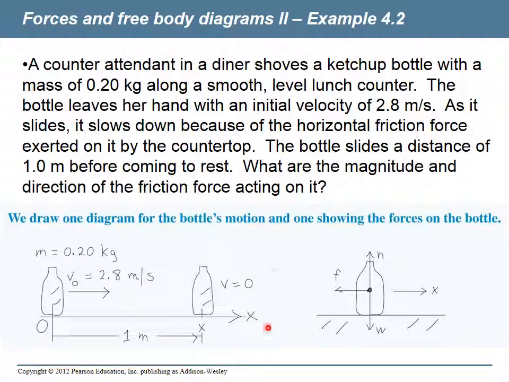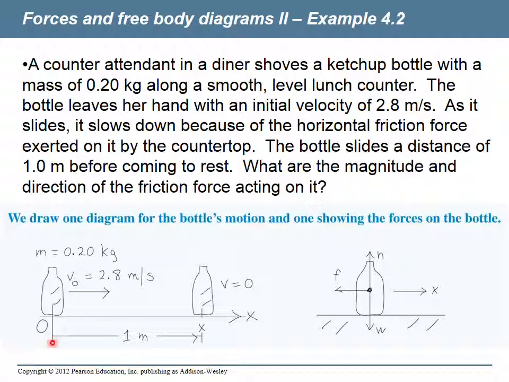Another picture that we need is, we have a couple different conditions. We have a starting condition of the initial velocity, and we have a finish condition, and we have a distance that it went. So we need to draw another picture to say what's going on here. So it starts off at some starting point 0, and the attendant pushes it, right? And it starts off with an initial velocity of 2.8 meters per second. v naught equals 2.8 meters per second. And we're given a mass equal to 0.2 kilograms. This is constant throughout, so I'll put that up here. This v naught goes with this arrow.